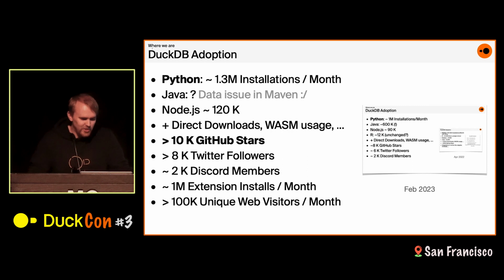Java, we had a data issue in Maven, so we couldn't see the adoption there, unfortunately. But in February, we had around 600K installations per month, so also a very widely used client. A lot of people, I think, use it with things like DBeaver, or of course, if their own stack is written in Java, so it's also very cool.